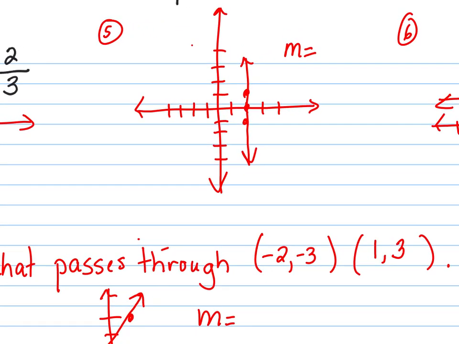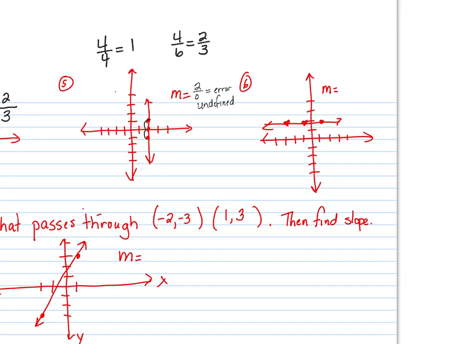None. Death. So if I do my rise, it doesn't matter. If I go up 1, 2, 2, and I'm running 0, can we divide by 0? No, you cannot. It says error on your calculator. It's undefined. This one has an undefined slope.